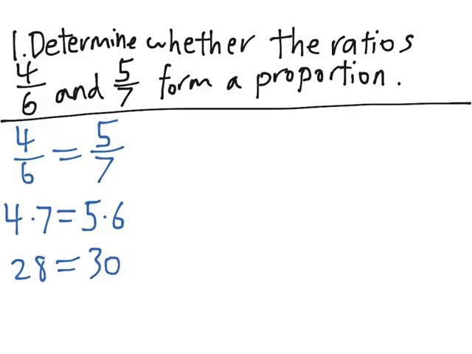But we know that 28 is not equal to 30. So this can't be true. Therefore, 4 sixths and 5 sevenths do not form a proportion.